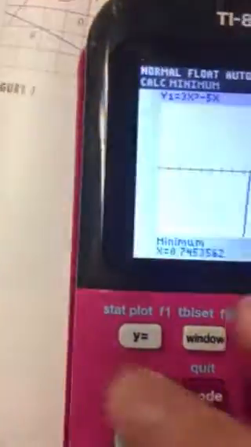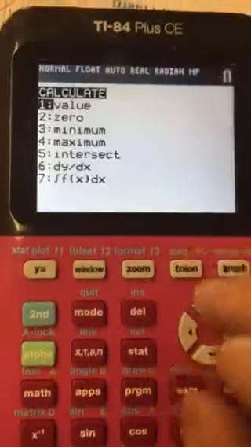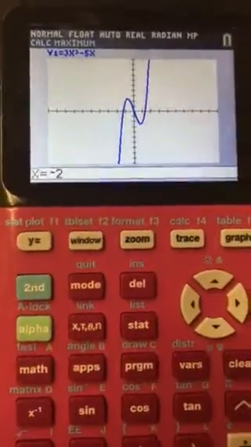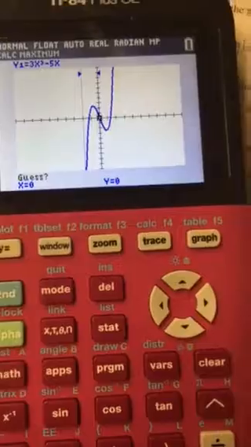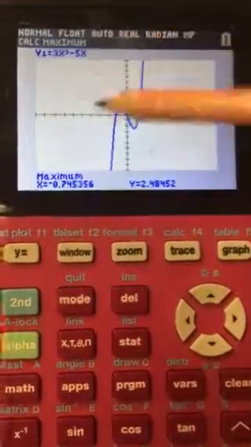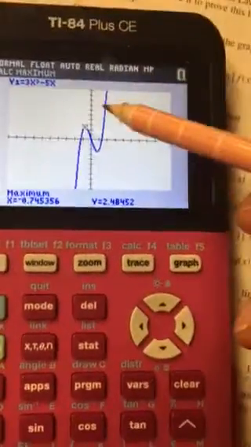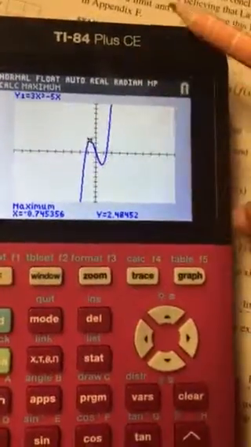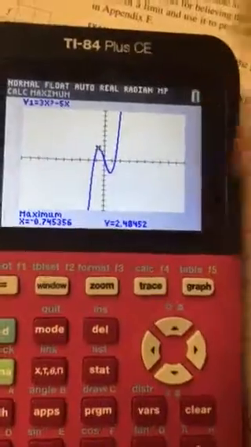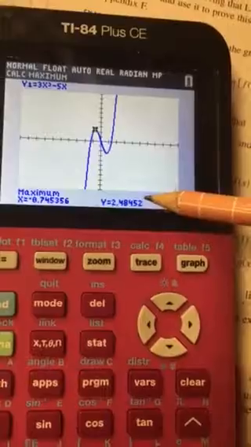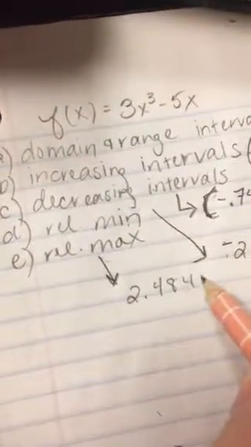So we have to go back because I didn't keep track of it. So second calc, and then we're going to go maximum, and our left bound is negative 2, our right bound is 0, and guess. So at positive 2.48452. Now that's not the absolute maximum because the maximum is undefined because it's infinity. It increases forever. So our relative maximum is going to be here, 2.48452. It's a thumbs up.